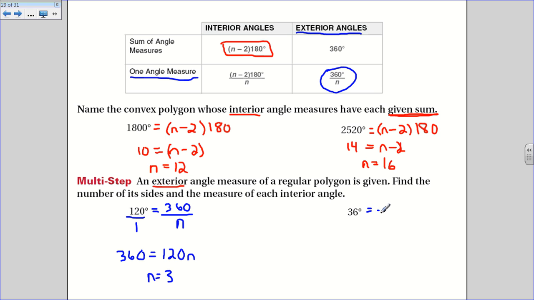Go ahead and try this one. This one should be really easy. 360 divided by n equals 36. What's n? Probably do this one in your head. That's right, n is 10. So this would be a decagon. Start to use these words as you are going through this section and this chapter, and this chapter will go a lot easier.